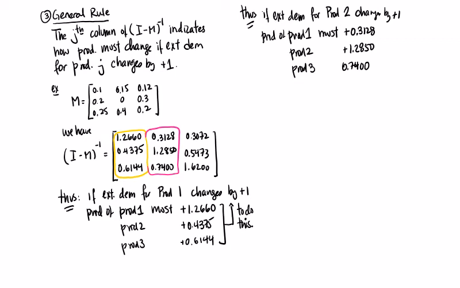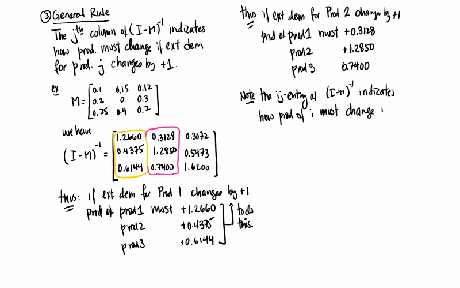Now there's an additional note, because we could even drill down to a specific entry. We could say that the ij entry of I minus M inverse indicates how production of i must change if external demand for product j changes by +1.